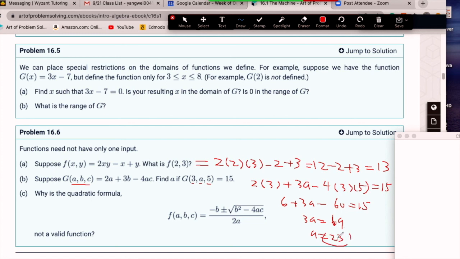Then they ask why this quadratic formula is not a valid function. Because for the same x, with this plus minus you get 2 different y. So this is not a function. Time is up, so we can stop here. Your homework is all the exercise problems at the end of each section. Okay?